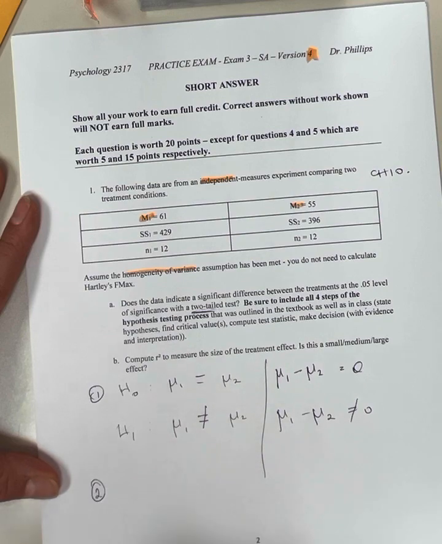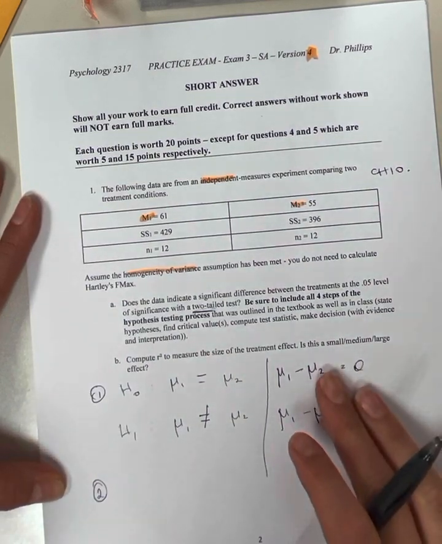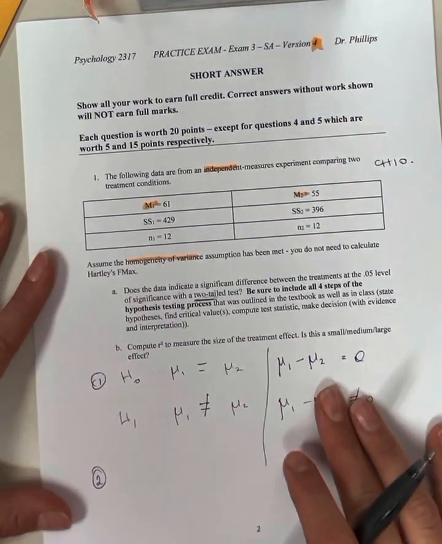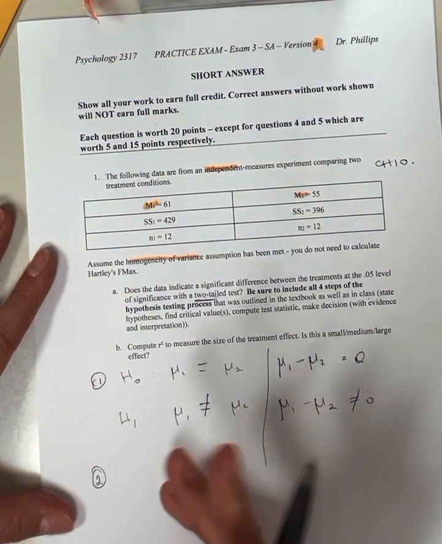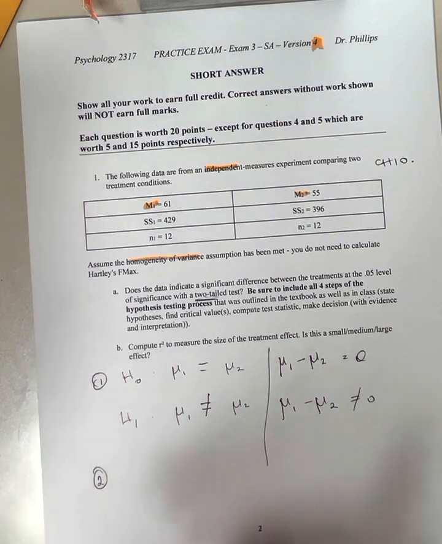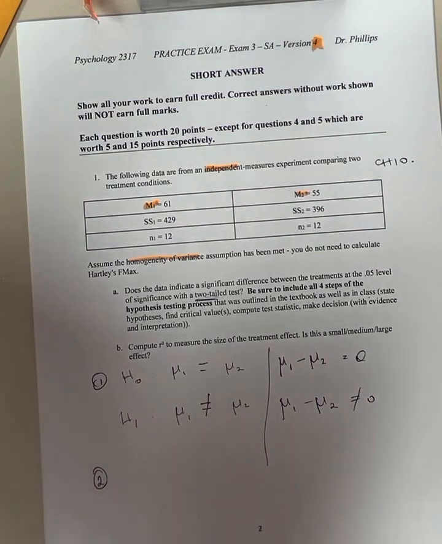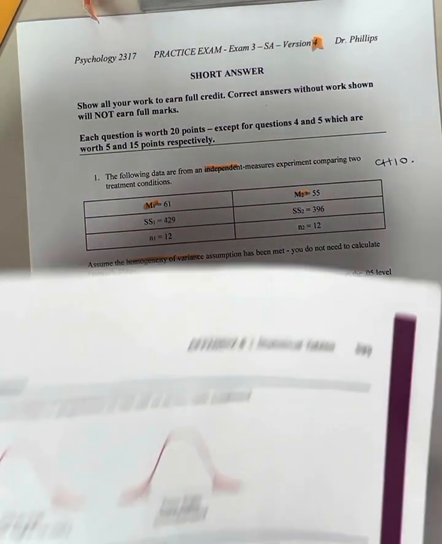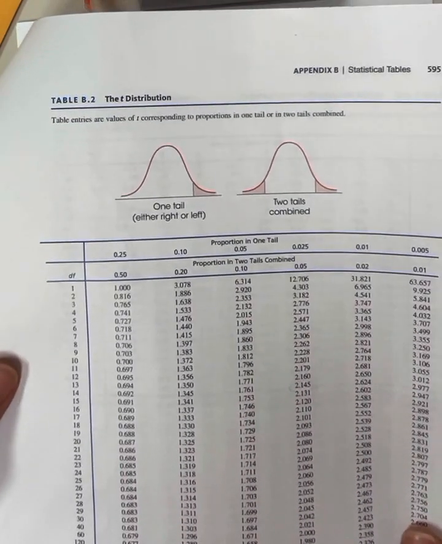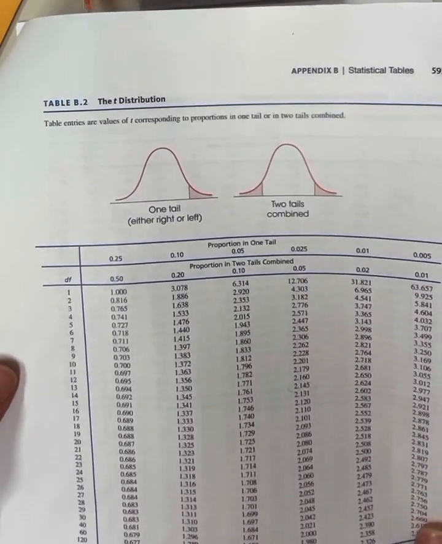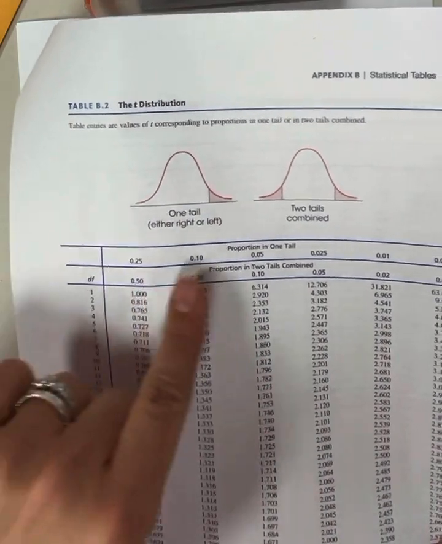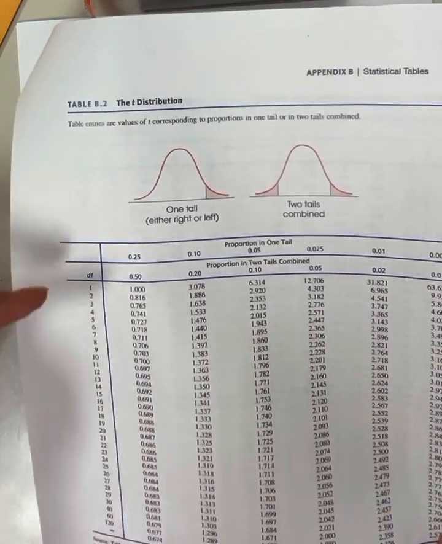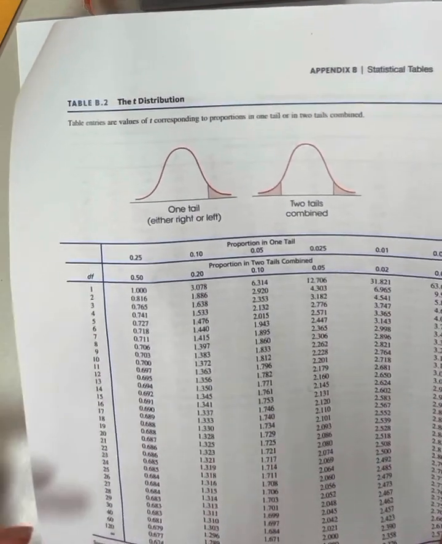Step 2, we need to find our critical values, okay? So the critical values, in order to find those, we're going to use table B2. Table B2 requires that we know whether we're dealing with a one-tail or two-tail test, requires that we know our alpha level, and that we know our degrees of freedom.